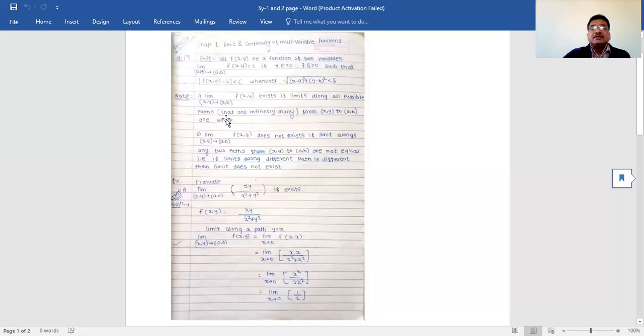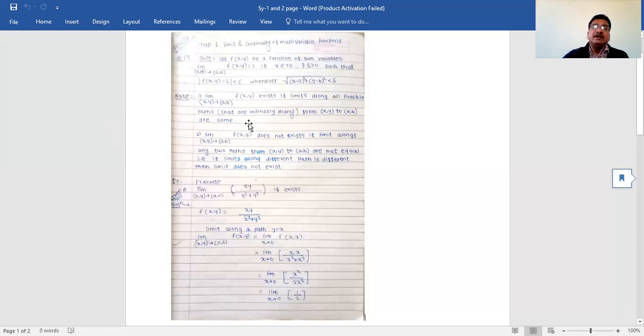In F.Y.B.Sc, for a single variable, if the right hand limit and left hand limit are equal, then we say the limit exists. And if the right hand limit and left hand limit of the single variable function are not equal, then we say the limit does not exist. But here, if we find two paths and along those two paths the limits are the same, then we cannot say that the limit of this two variable function as (x,y) tends to (a,b) exists.